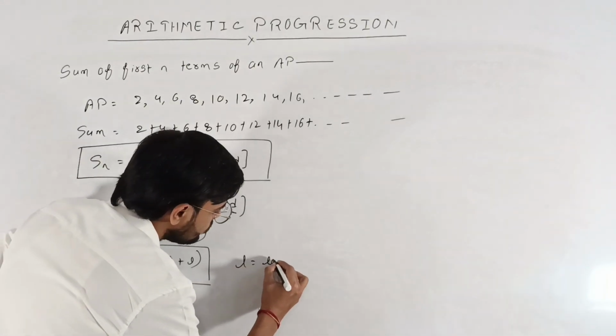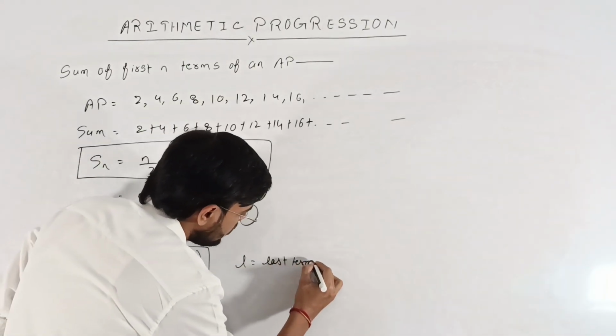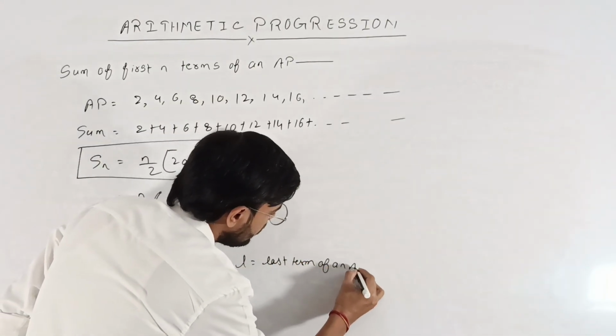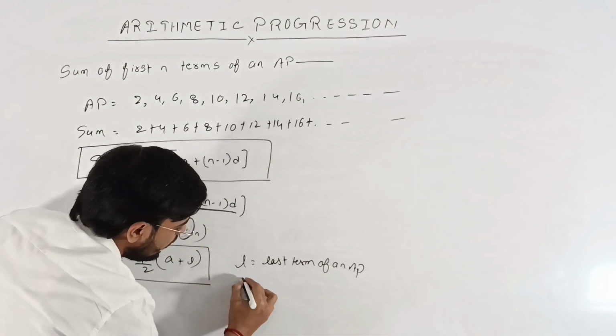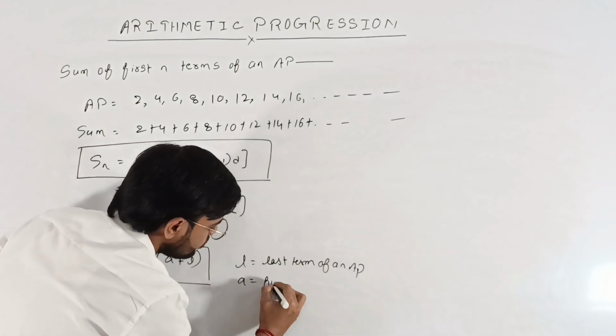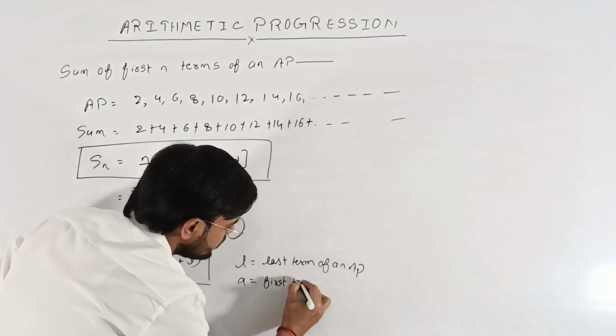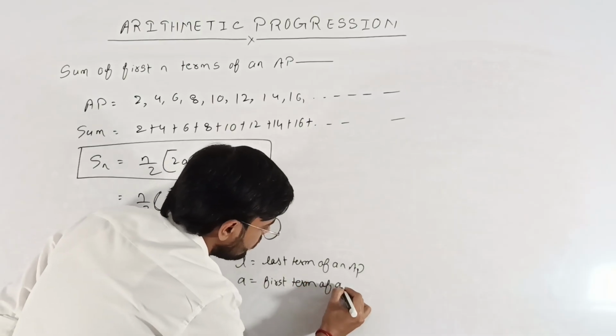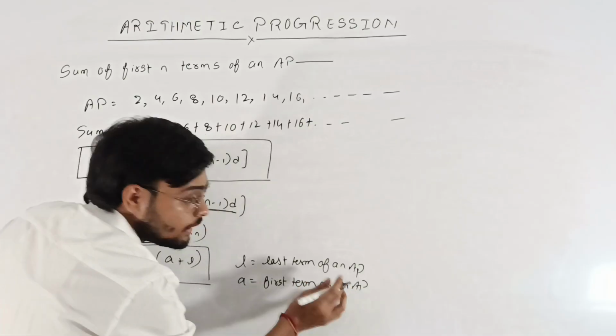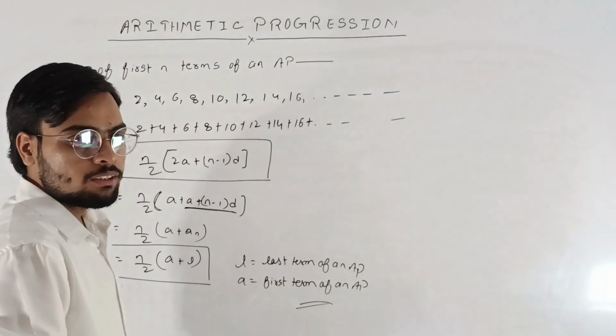L is the last term of an AP, and a is the first term of an AP. Got it? Let's see one more time.